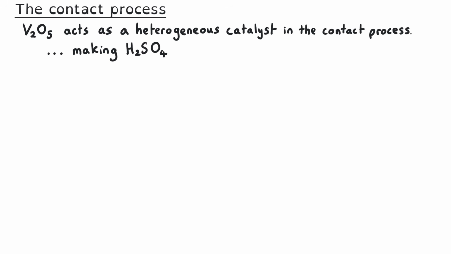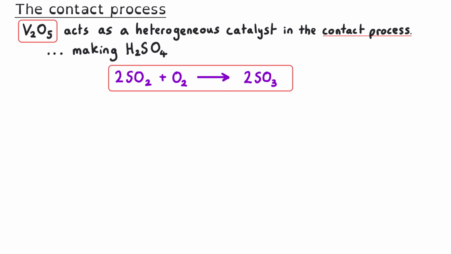You need to know about a number of specific catalyzed reactions from across the chemistry course, and one of them is from the contact process, where vanadium(V) oxide, V2O5, acts as a heterogeneous catalyst to support the production of sulfuric acid. The overall reaction is 2 sulfur dioxide molecules react with 1 molecule of oxygen to produce 2 molecules of sulfur trioxide. And then this sulfur trioxide reacts with water to produce the sulfuric acid.